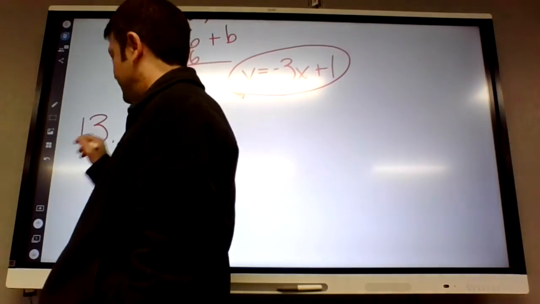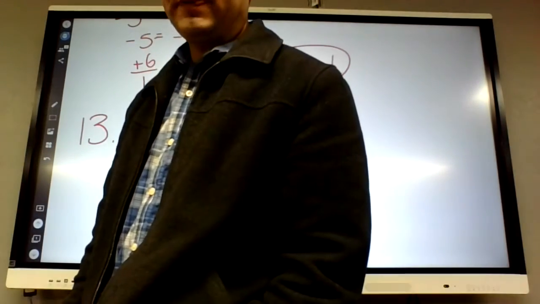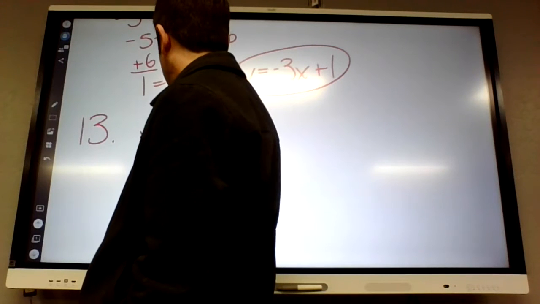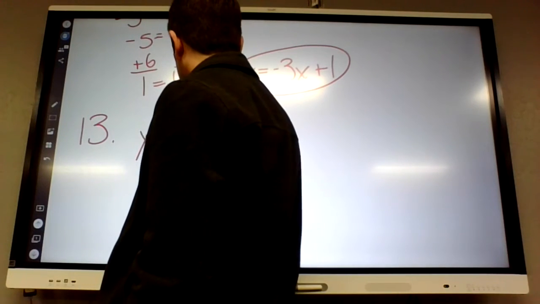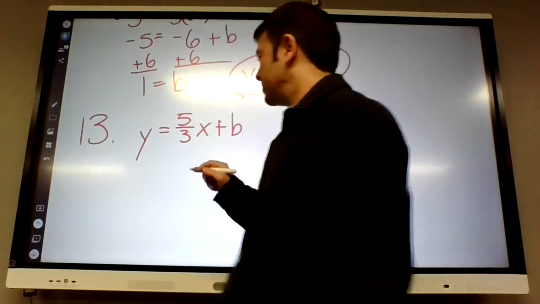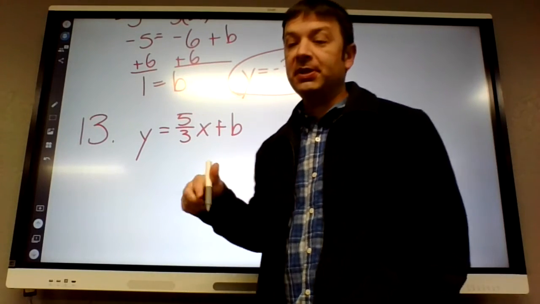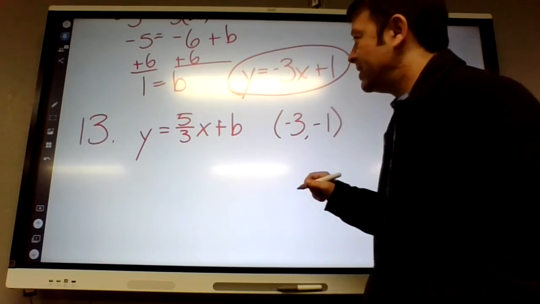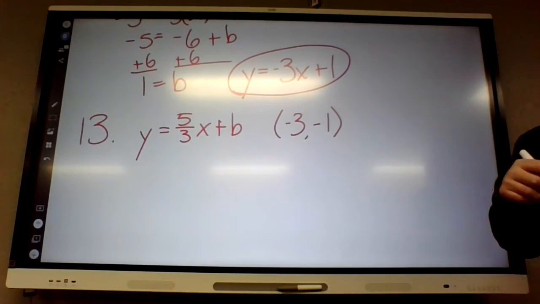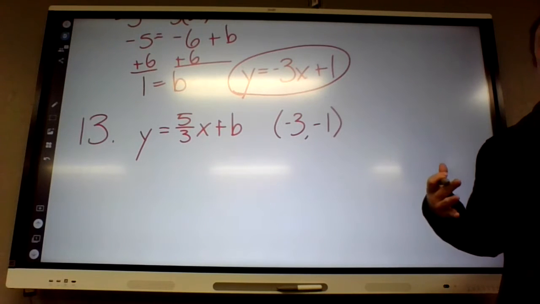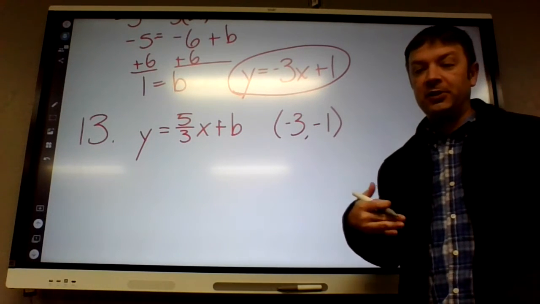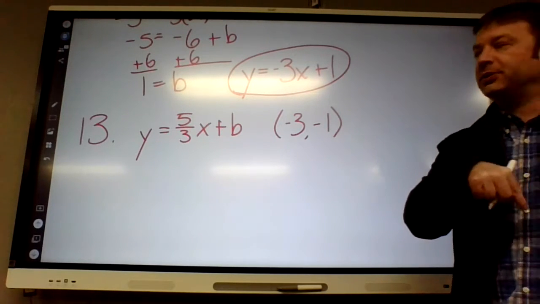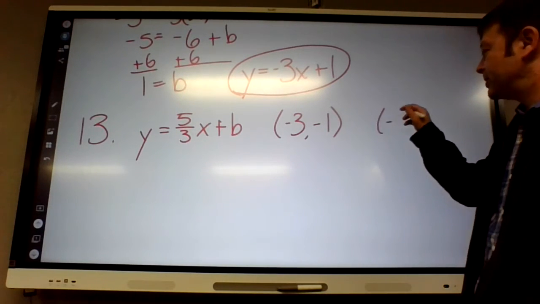Number 13. Second verse, same as the first. So they're giving us a slope, 5/3. And then they're giving us an X and a Y value that are one of the solutions. How many solutions do these equations have? Infinite. There's an infinite number of X, Y combos. There's also an infinite number of solutions that don't work, like negative 3, 0 would not work.